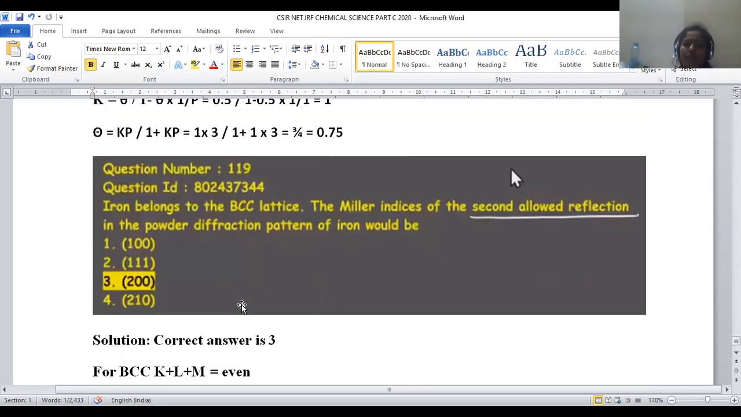Let us move on to question number 119. It is a part of solid state chemistry.